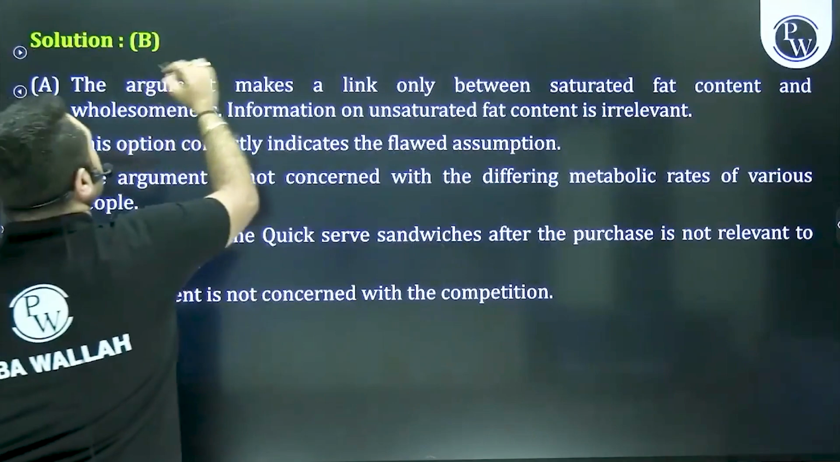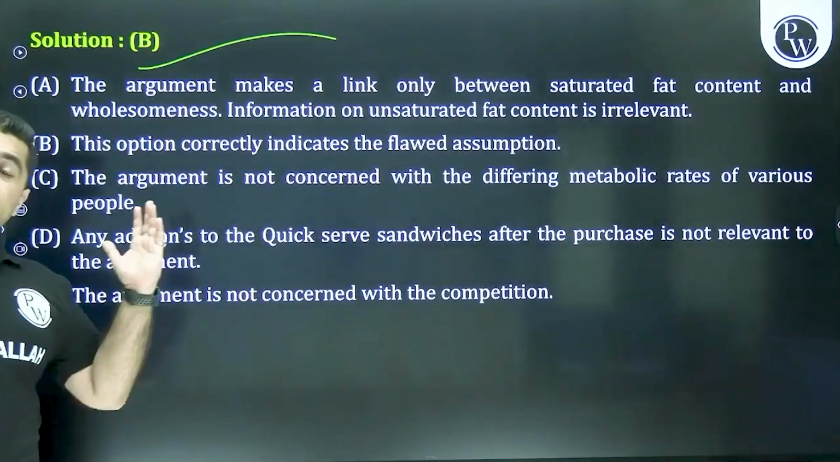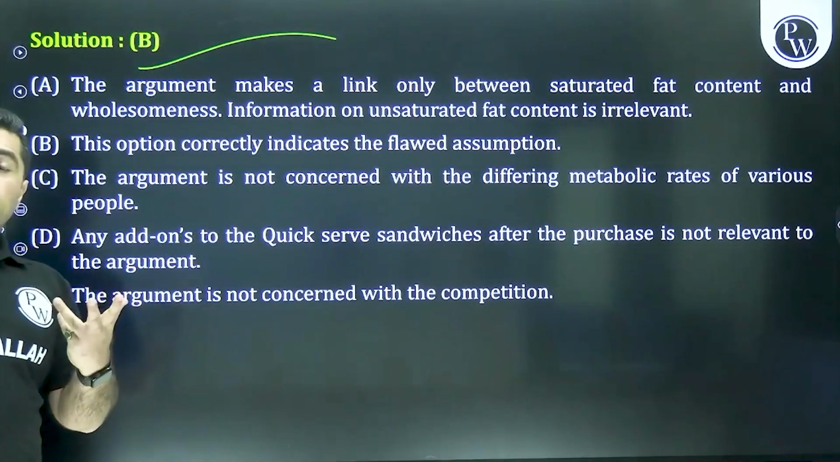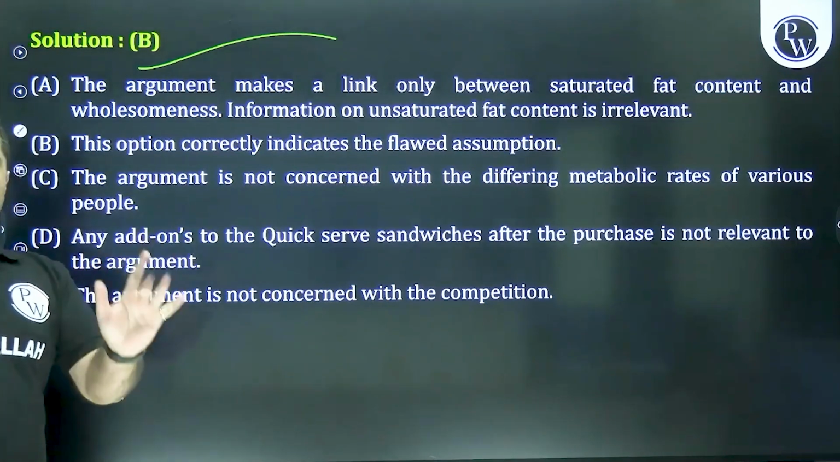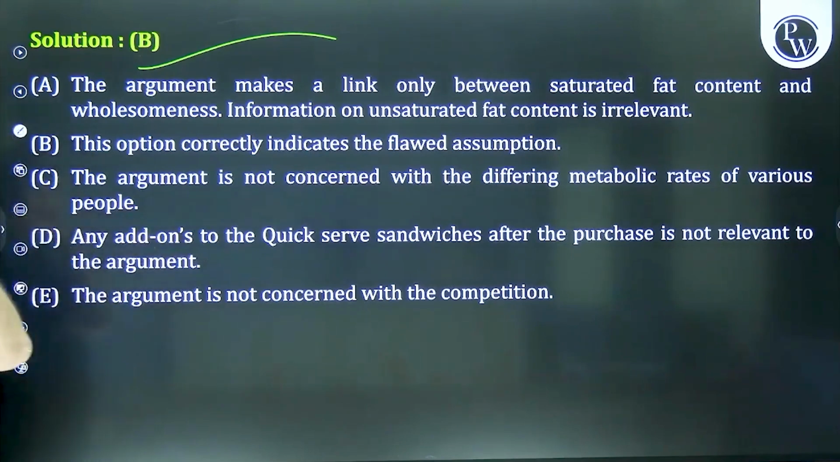That is literally the answer. It is a huge flaw because how can you conclude that they are wholesome? There's no relation to show. You just said high in saturated fat, heart disease. There is no relation at all. Hence it is wrong. Yeah?